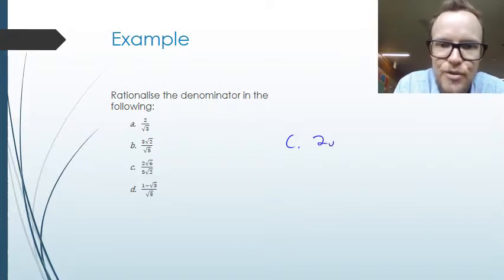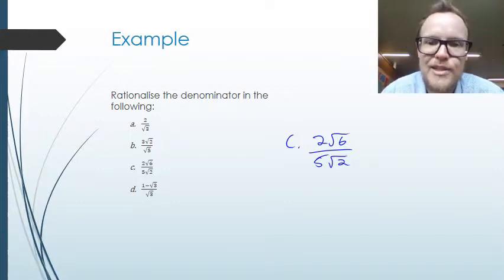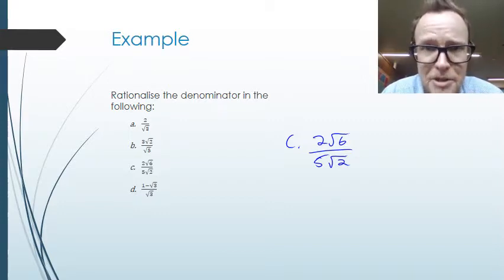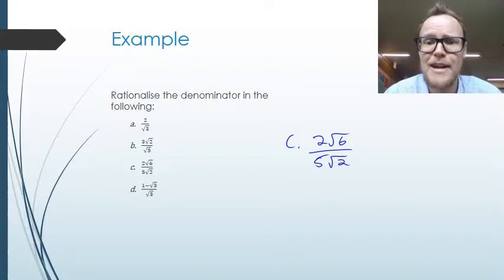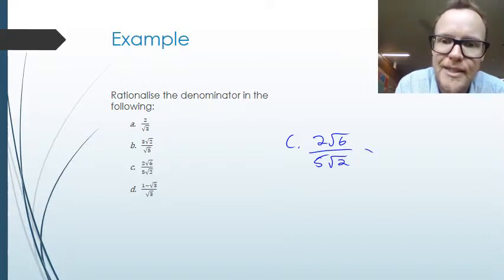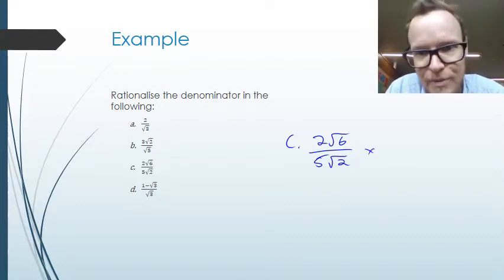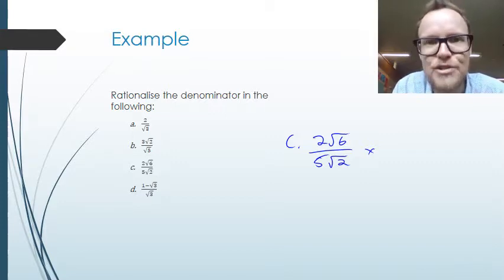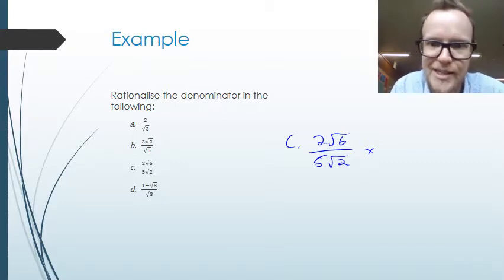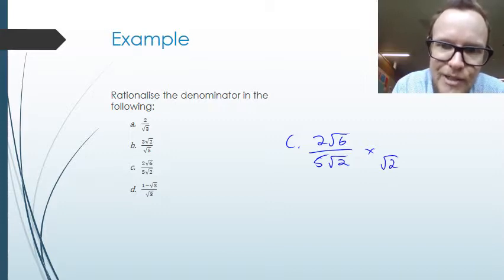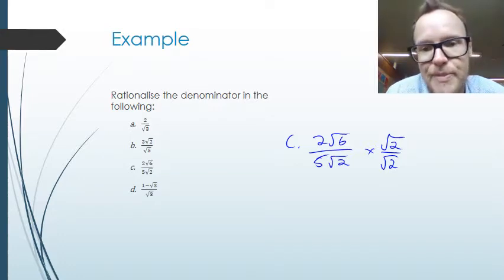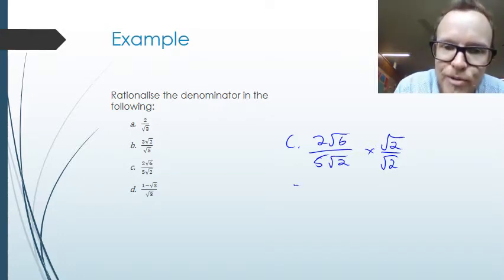C, we've got 2 root 6 over 5 root 2. Now, in order to rationalise this, I don't need to multiply it by the whole of the denominator. All I need to do is multiply it by the value that's going to rationalise the denominator. In this case, there's nothing to stop me multiplying it by 5 root 2, but it would be extra work in then simplifying and cancelling. So the simplest value to make sure that the denominator does become rational is just multiplying by root 2 over root 2.